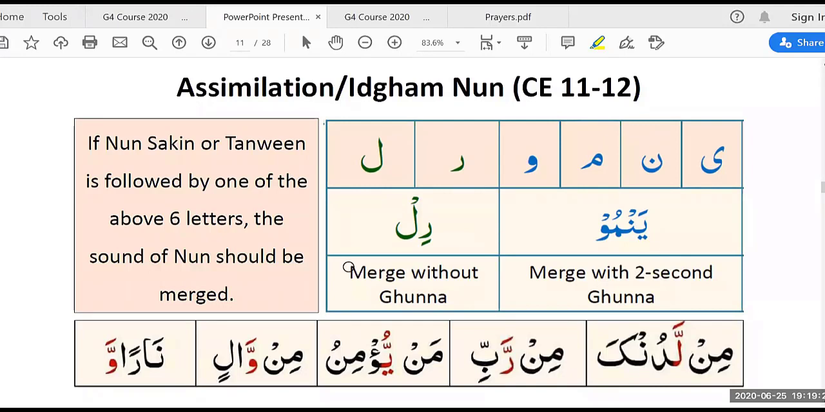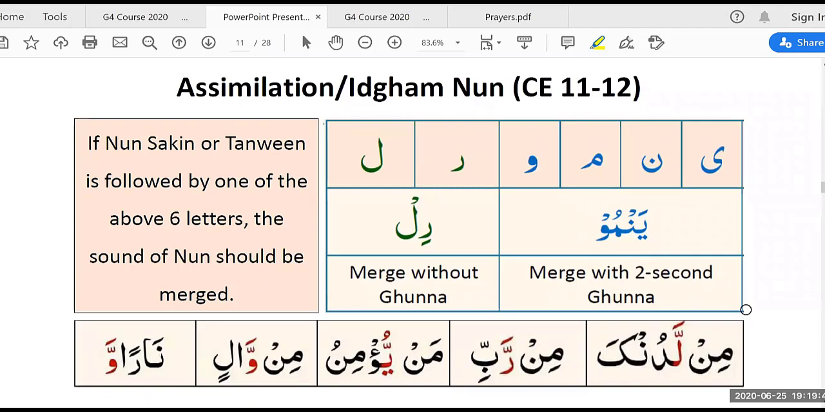However, we have 2 types of idgham, 2 types of assimilation. The first type is idgham kamil, where we are going to merge without gunna, so with no nasal sound. And idgham kamil is applied on the letter Ra and the letter Lam.